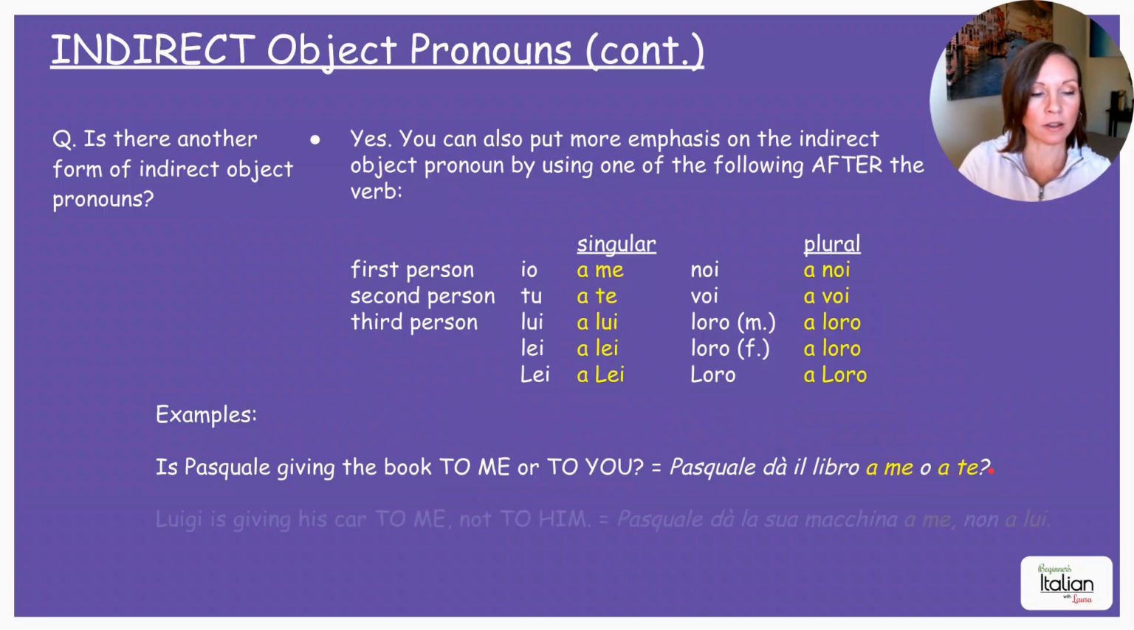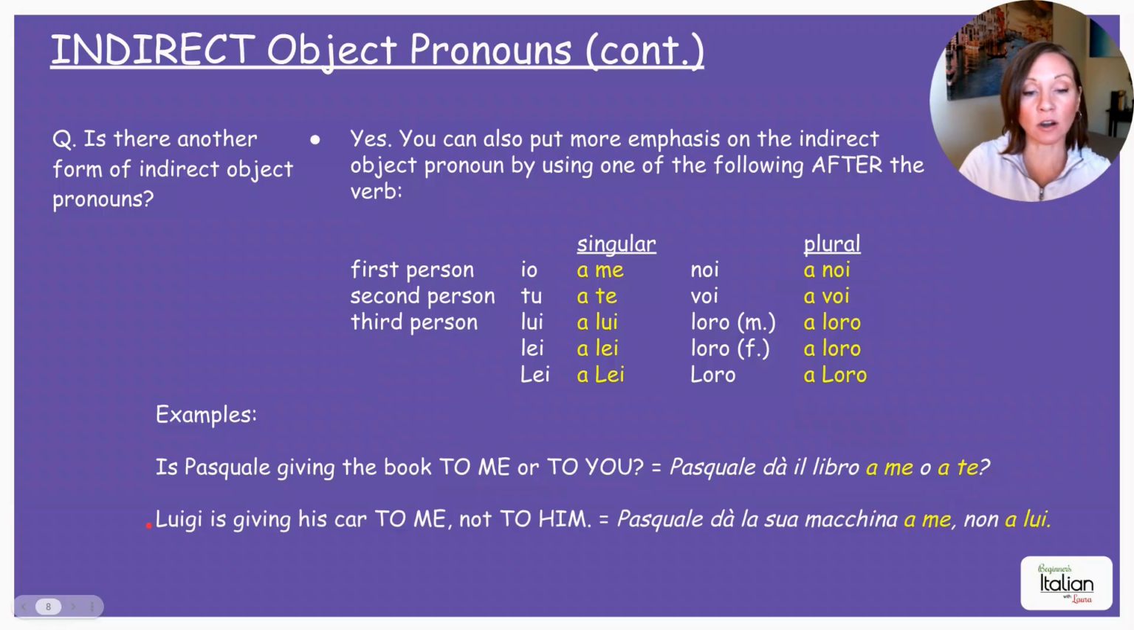Another example, Luigi is giving his car to me, not to him. Okay, so we have Pasquale dà la sua macchina a me, non a lui. Okay, so the emphasis is on these words here. So a me, non a lui, to me, not to him.